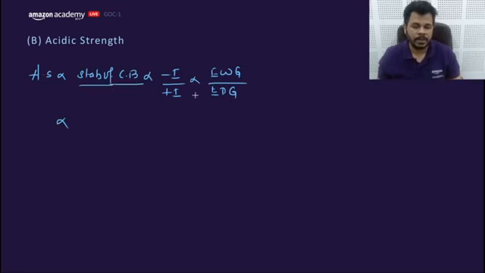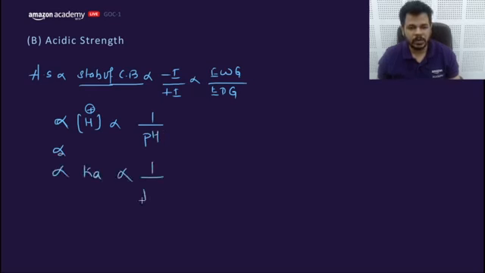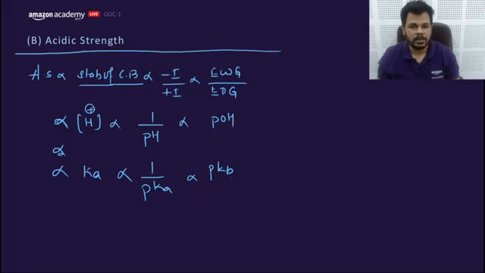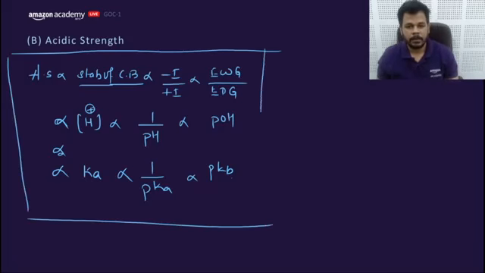Secondly, considering this conjugate base stability, we can say the acidic strength is directly proportional to the concentration of H plus. That means inversely proportional to the pH. Directly proportional to the acid dissociation constant. That means inversely proportional to pKa. That means directly proportional to pKb. That means directly proportional to pOH. So this is the Brahmastra we were talking about, which can solve all your problems. Mark it star.